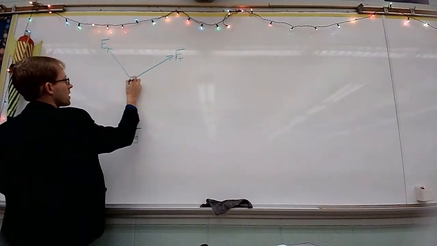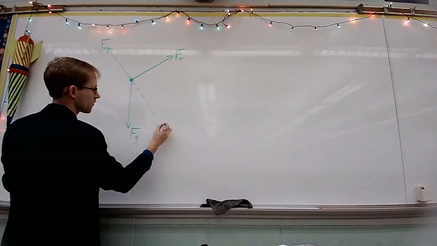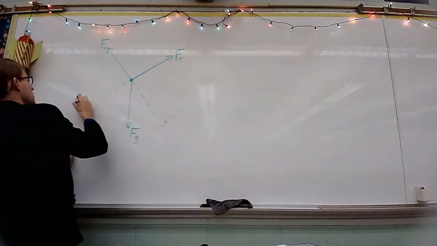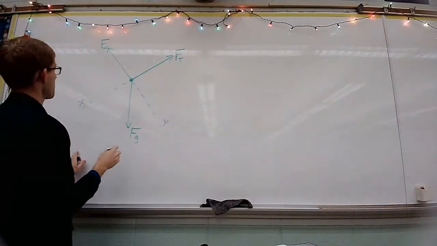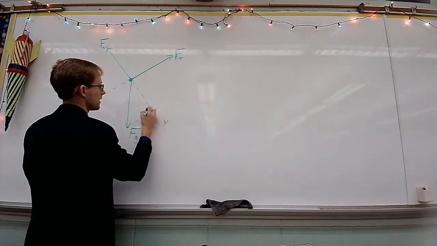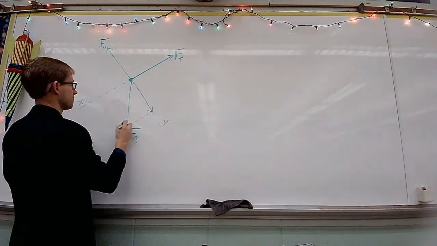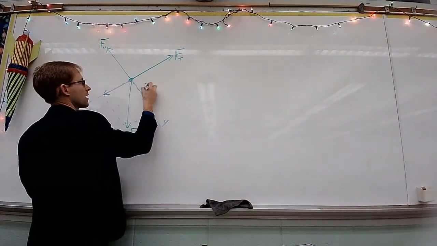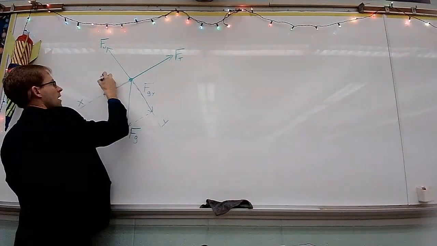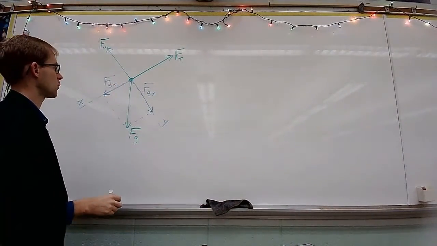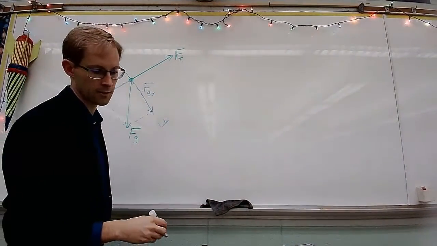Y-axis, again, always goes perpendicular to the surface, same as the normal force. X-axis goes parallel to the surface with the tension force. So you can get your force of gravity arrows in the x and the y direction. There's your FGY. Here's your FGX. And then you can put those little angles in.